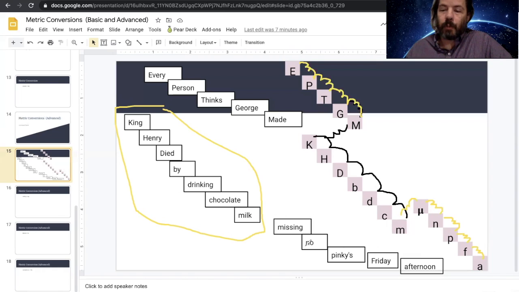I always had a problem when I started getting into this, keeping track of which one goes where. So I came up with one of my own for the rest of it. Every person thinks George made King Henry die by drinking chocolate milk, missing no pinkies Friday afternoon. Which is crazy, because I remember that and I remember the order, and I don't have to think about it very hard. It seems weird that I'm memorizing more information, but it helps me.